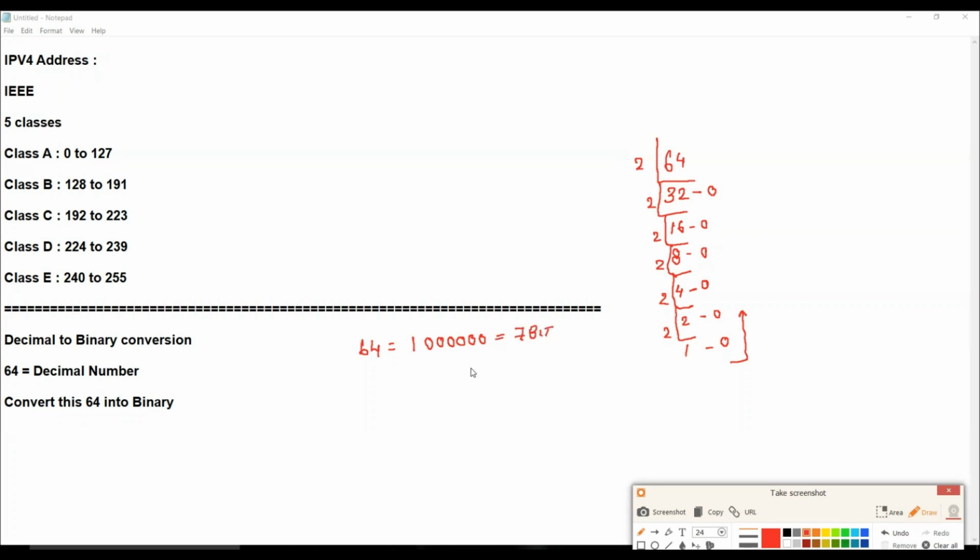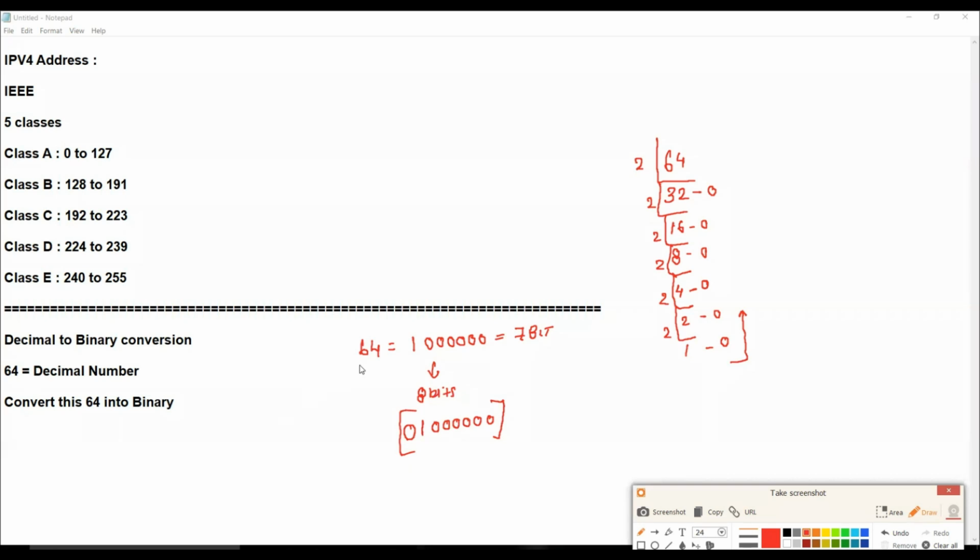So if I need to represent this in 8 bits, what I'll do is add a 0 in the prefix. To convert that into 8 bits, normally what I do is write a 0 before this number. So 0 followed by 1 followed by 6 zeros, so that overall it is your 8-bit representation of the decimal number 64, right?